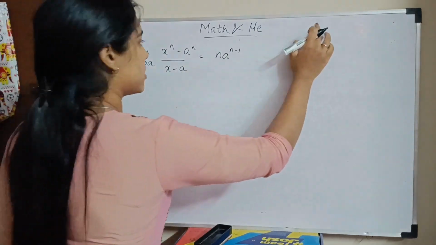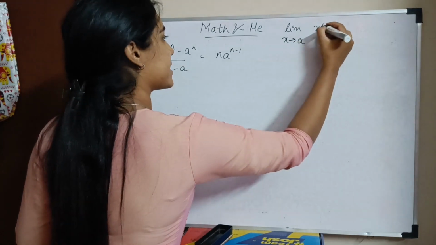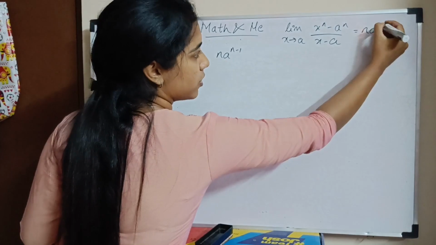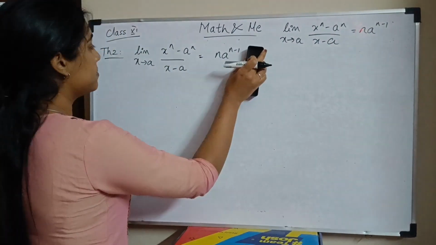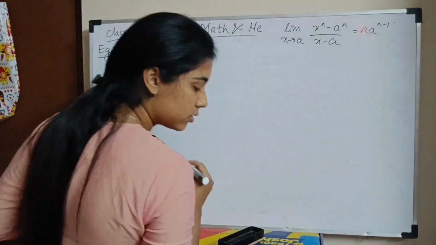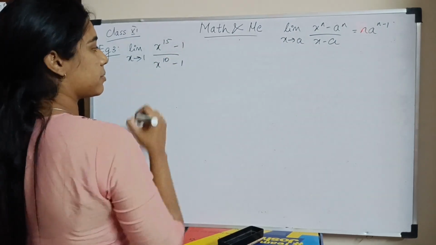So I'll just write this down here. Limit x tends to a, x to the n minus a to the n divided by x minus a is equal to n a to the n minus 1. So let's solve problems with this using this formula. x to the 15 minus 1 divided by x to the 10 minus 1.